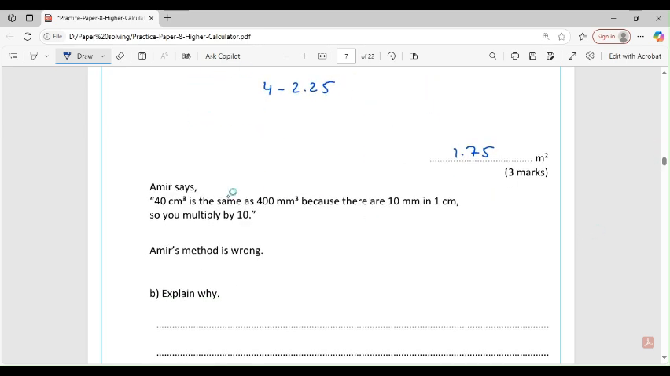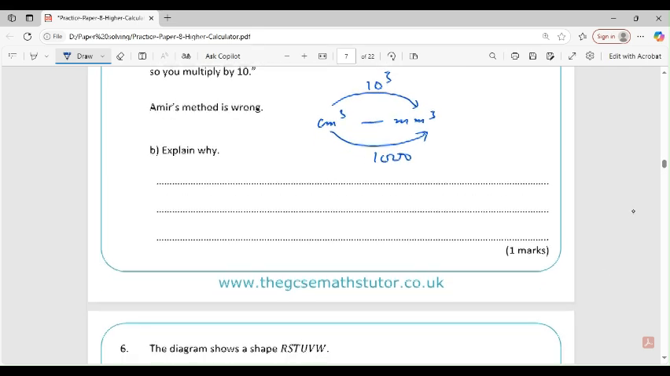Now 40 cubic centimeters is the same as 400 cubic millimeters, because there are 10 millimeters, so you multiply by 10. So it's wrong, because you should know very well that whenever we are converting cubic centimeters to cubic millimeters, we always and always multiply by 10 cubed, or in other words we have to multiply by 1000. Moving on to the next question.